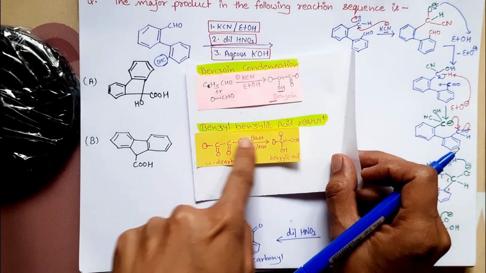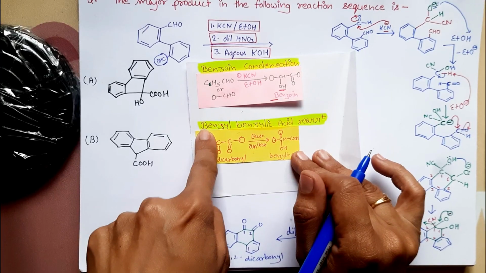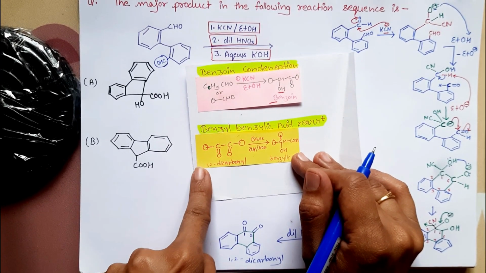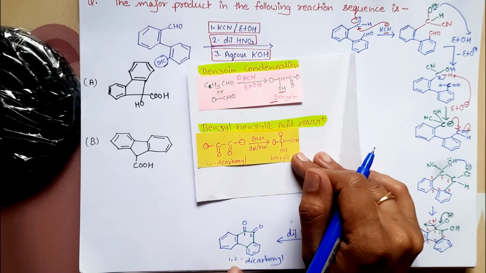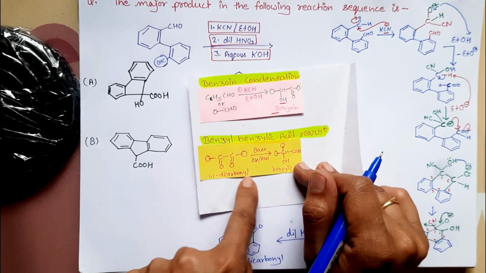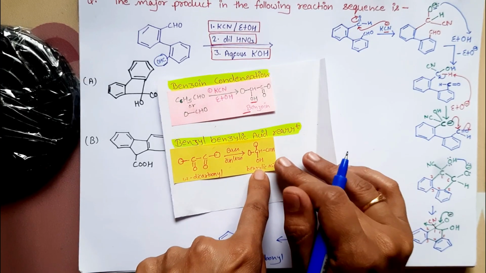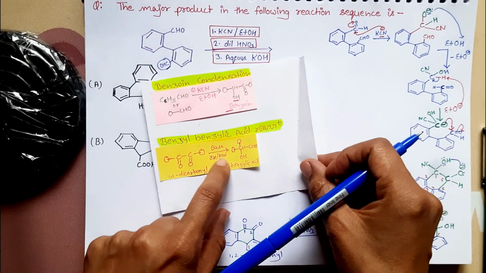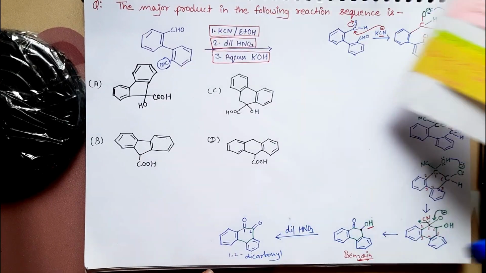So here the second name reaction came, the benzilic acid rearrangement. In benzilic acid rearrangement, the 1,2-dicarbonyl we get after this step converts into benzilic acid. So how does it happen in our reaction? Let's do it.